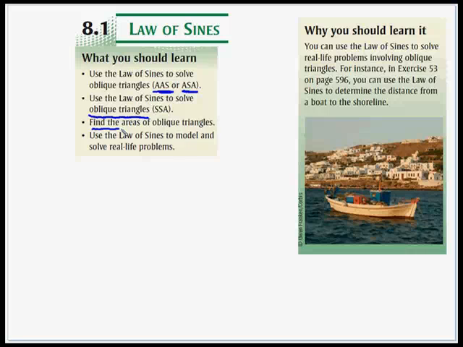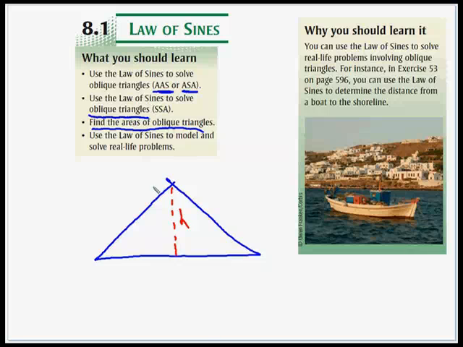We also have a new way to find the area of oblique triangles. Usually we want area as 1/2 the base times the height, and in an oblique triangle, we would have to determine what that height was. With the trick that we'll see here in 8.1, using a little trig, we don't need the height of the triangle. We just need a few other pieces of information, and we can find the area of that triangle.